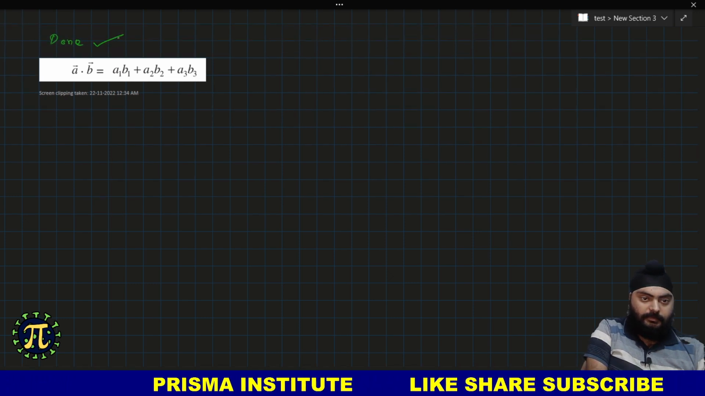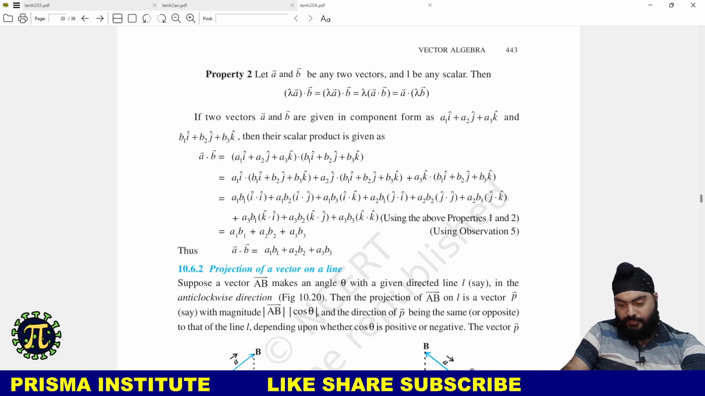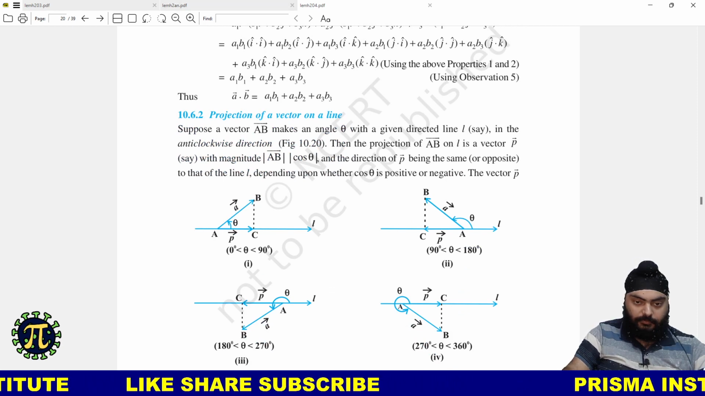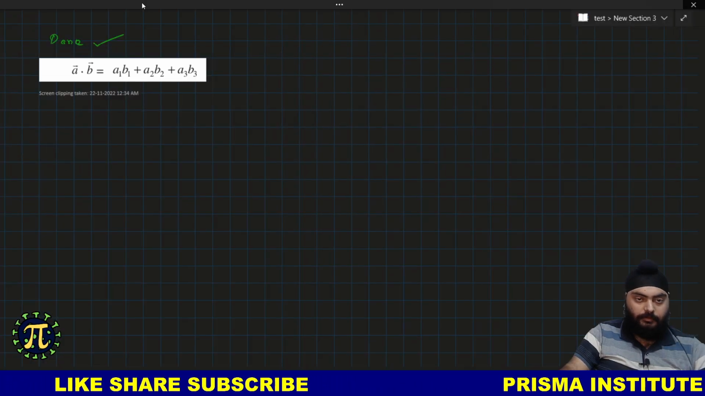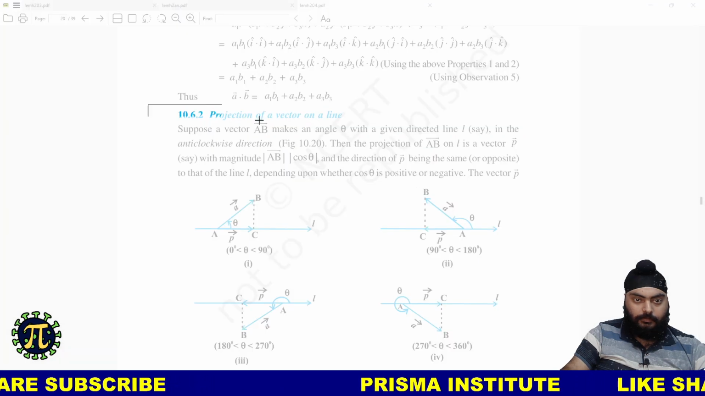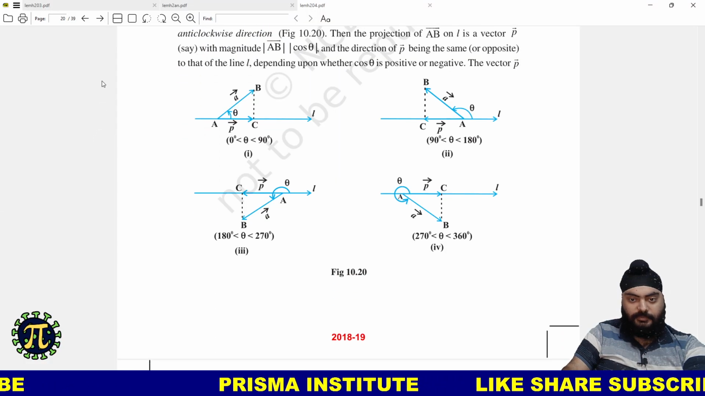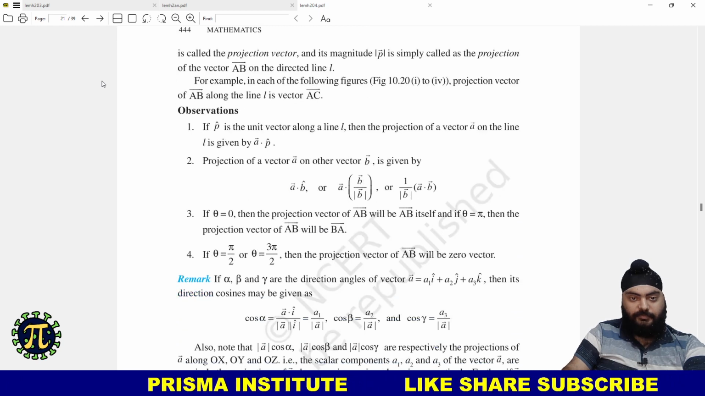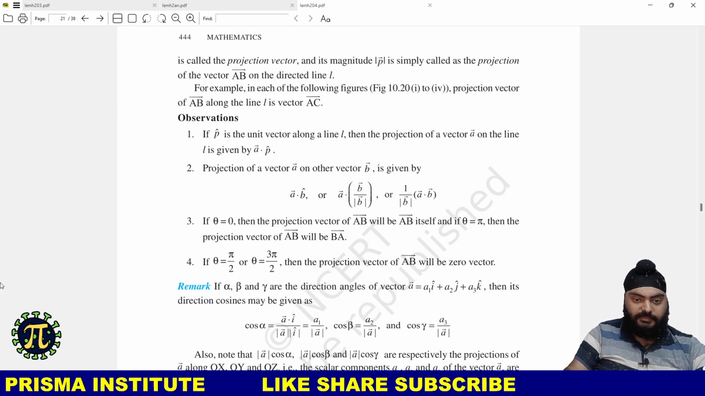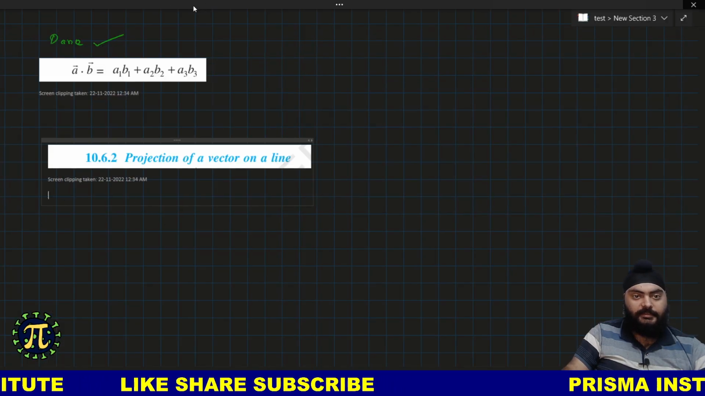Then I have already defined what projection is. So projection of a vector on a line. Let's go on to the next page of this NCERT. And how did we define projection? Here is a dot b. So it has 4 properties. I will put them all together, so let's put these two by two.